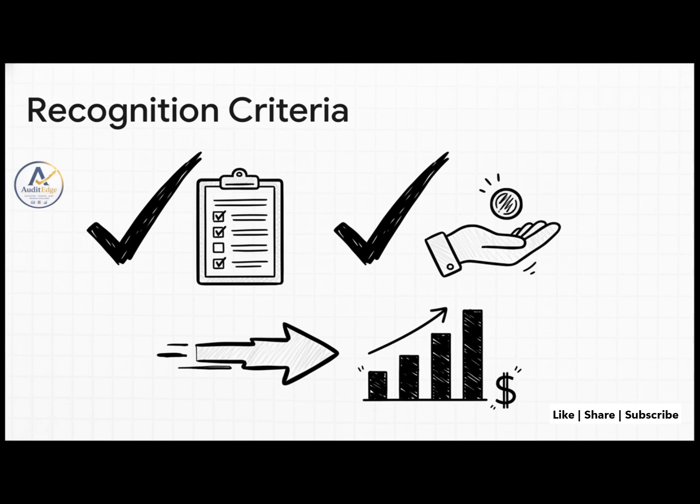Now, if a grant is awarded for immediate financial support, or maybe to compensate for past expenses or losses with no future related costs, you must recognize it immediately in the profit or loss of the period it becomes receivable. Just make sure you include clear disclosure so its effect is properly understood.